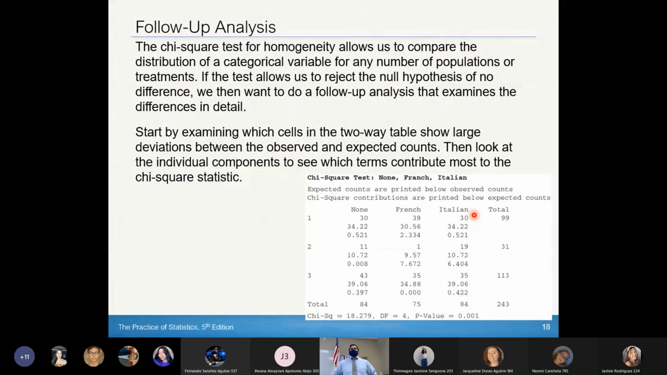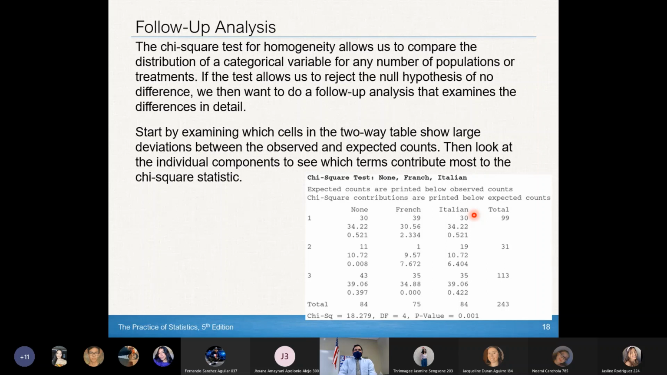So we have a follow-up analysis for the example we just saw. The chi-square test for homogeneity allows us to compare the distribution of a categorical variable for any number of populations or treatments. If the test allows us to reject the null hypothesis of no difference, we then want to do a follow-up analysis that examines the differences in detail. So once again, we can only do a follow-up analysis if we reject the null hypothesis, meaning we found significant results and we have evidence for the alternative.